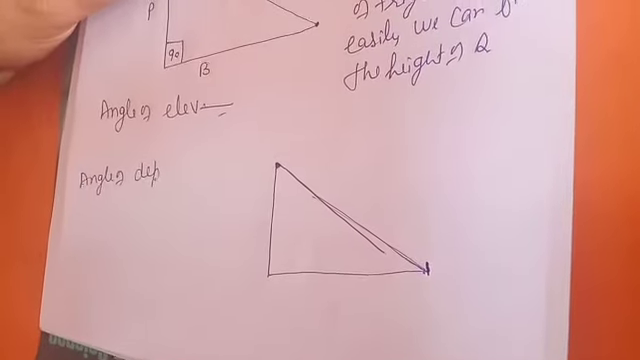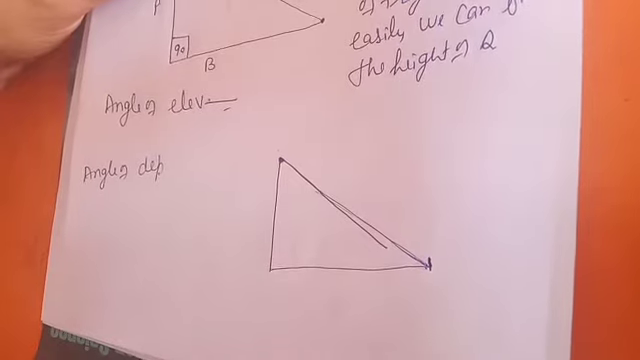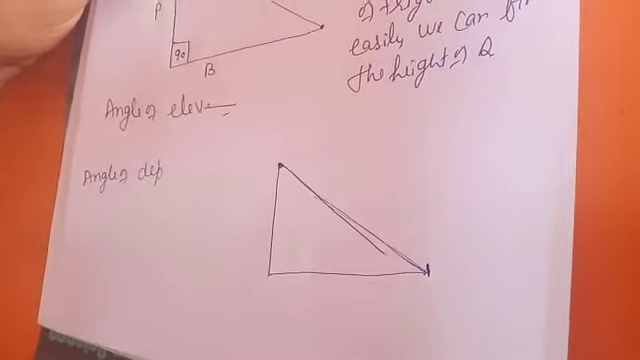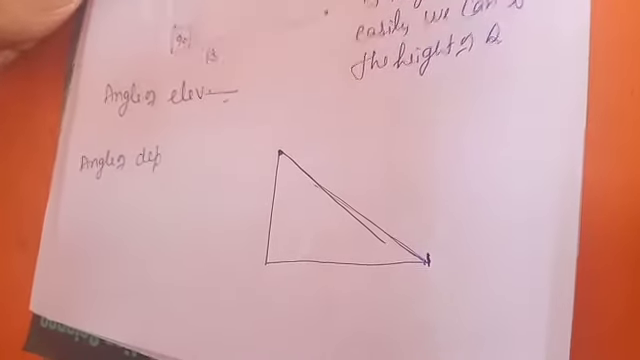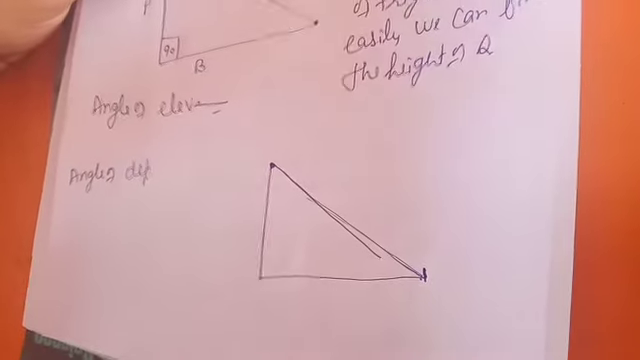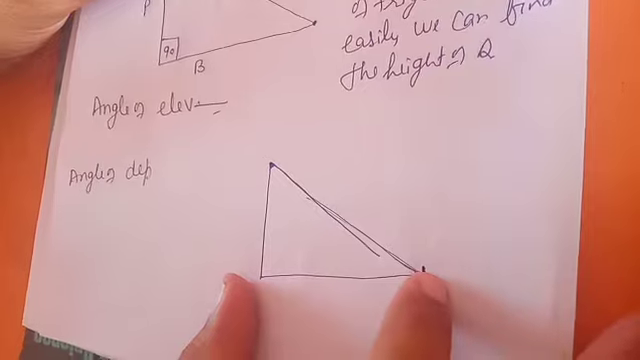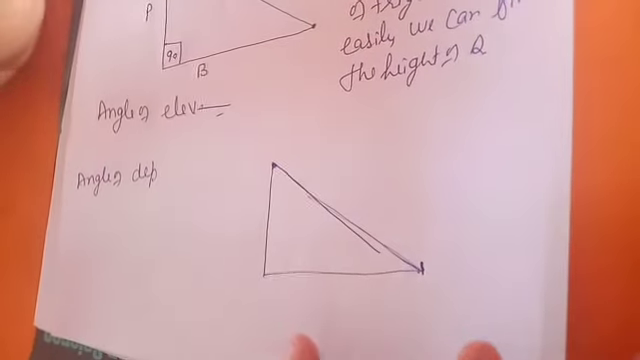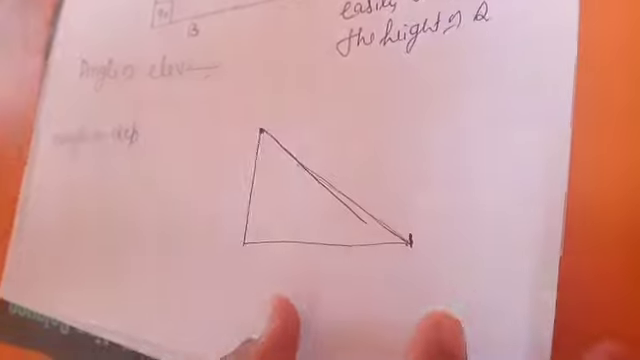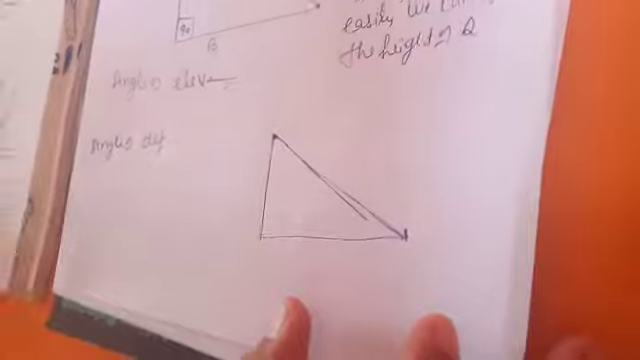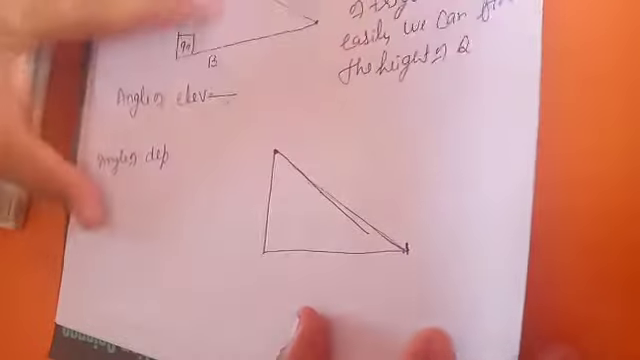Angle of depression: if someone is sitting up and looking downside, that is the angle of depression, and if standing downside and looking upside, this is known as the angle of elevation. Without actually measuring the width of the river, is it possible to find the width of the river? Yes, with the help of trigonometry we can find the width of the river. So you know, we are talking about a right angle triangle.